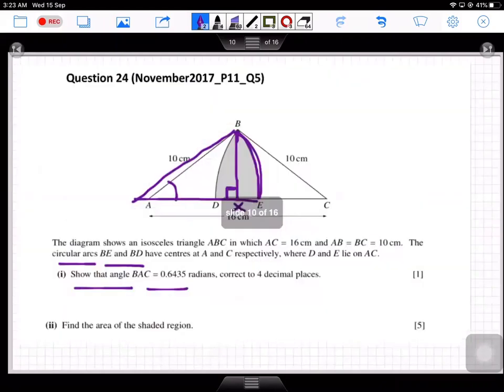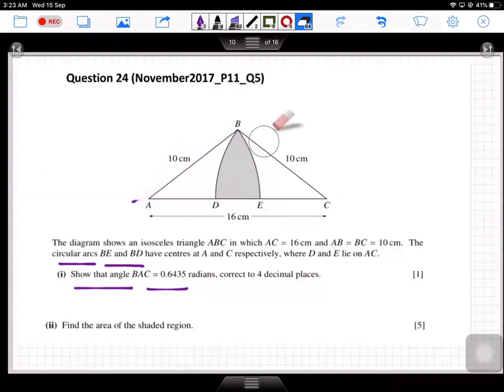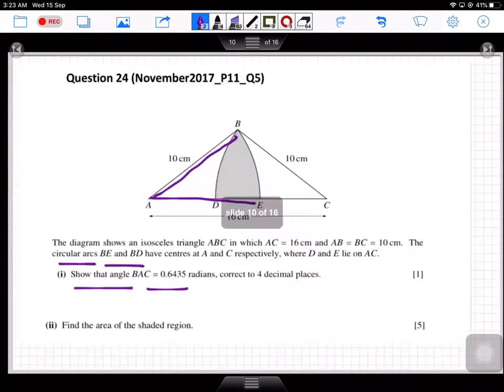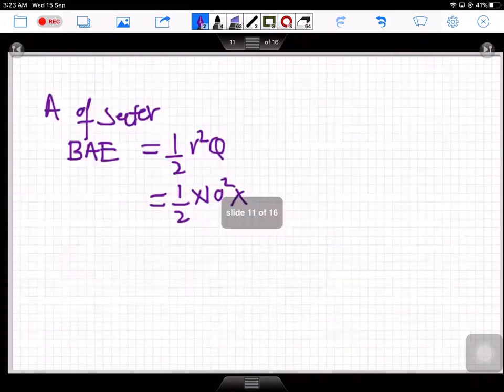So what we know is that the radius over here is 10 centimeter because this AB length is 10 centimeter. Since this AB length is 10 centimeter, this AE length is also 10 centimeter. So the radius is 10. Half into 10 square multiplied by theta. This angle we already proved, 0.6435 radians.